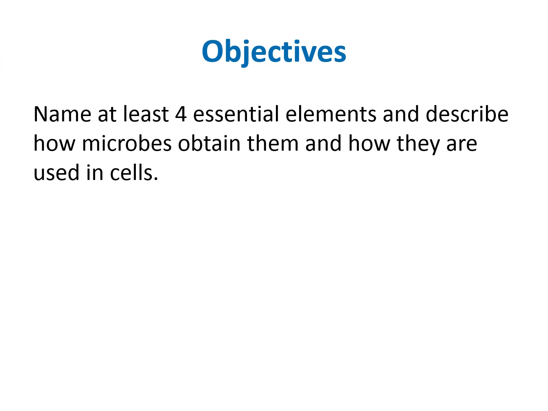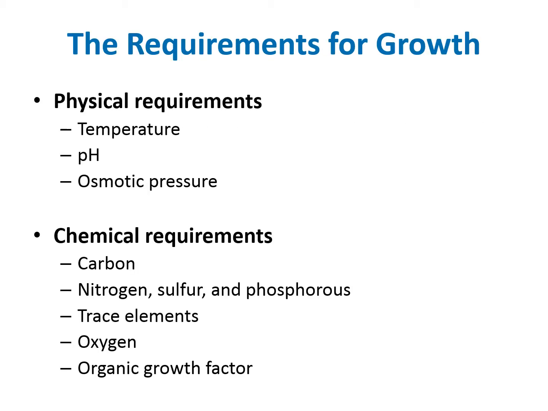You have just one objective for this video, and that's to be able to name the four essential elements for microbial growth and describe how microbes obtain these elements and how they are used in cells. This recording is for Bio 239 at Bristol Community College, and so far in lecture we've been talking about all of the requirements that microorganisms have for growth, and you'll recall hopefully from lecture that many of the principles that we're going to talk about are common for all microorganisms, but we are specifically focusing on bacteria.